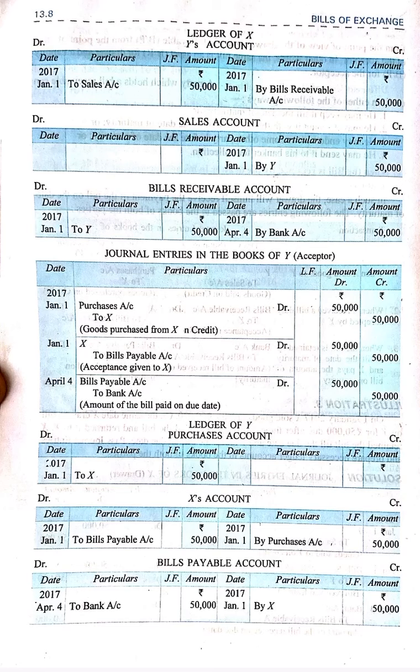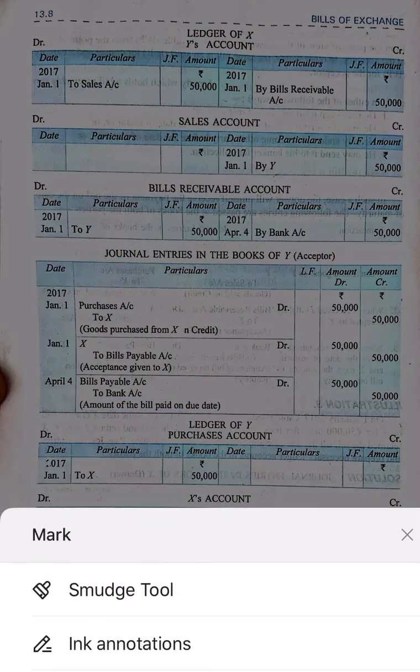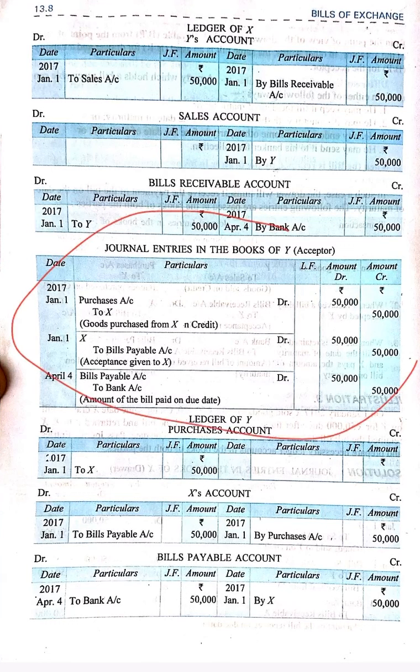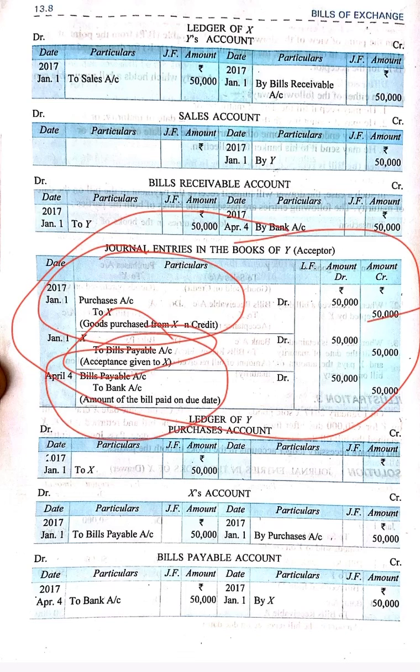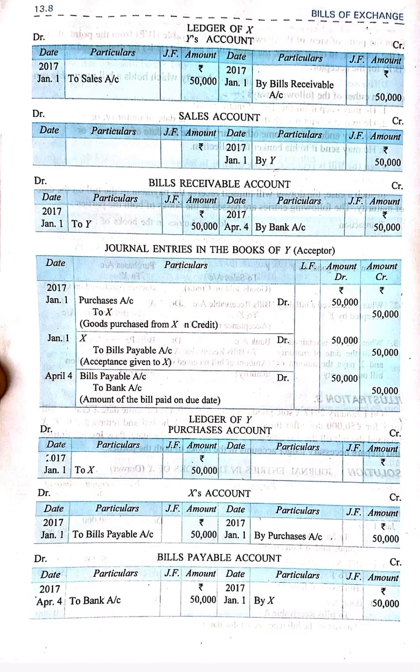The same procedure will be followed in the books of Y. The ledger will be made by you. I will just tell you the entries. Y: purchase account debit to X, because Y has purchased the goods. Then X debit to bills payable, as acceptance is given, and then bills payable debit to bank, as the amount has been paid.